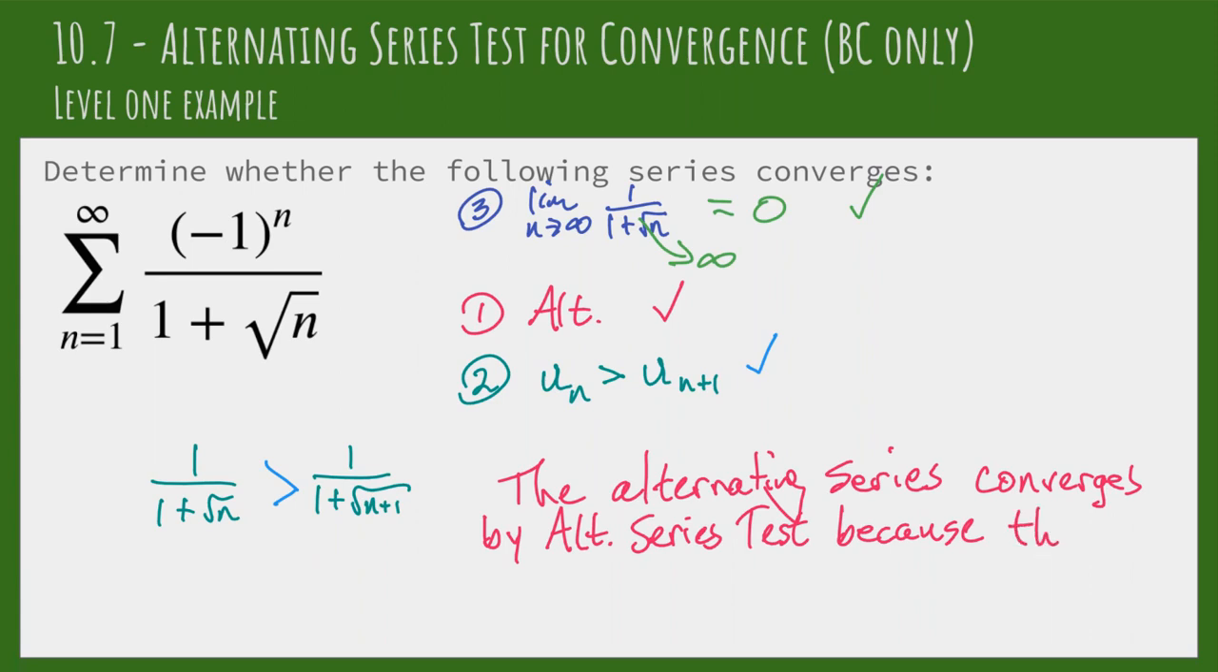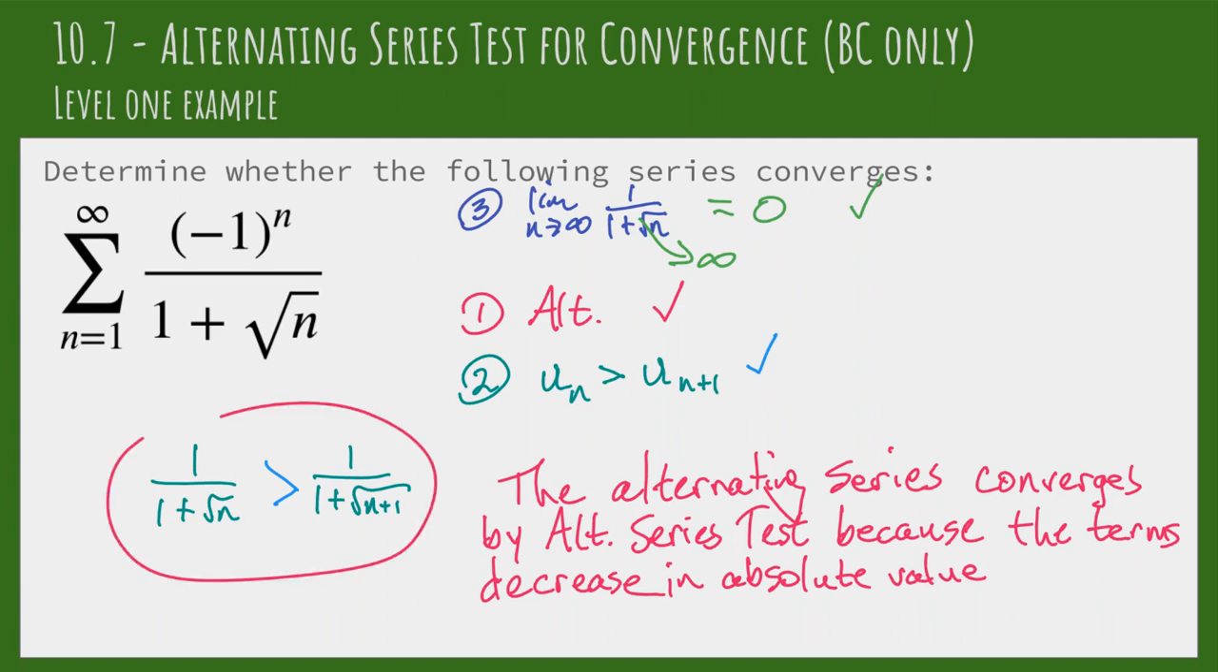So we'll say the terms decrease in absolute value. I also use the phrase decrease in magnitude. Those mean the same things. So it just means that the absolute value of the terms is getting smaller. That's what we confirmed here. And then we also need to include that third condition. So we'll say to 0.